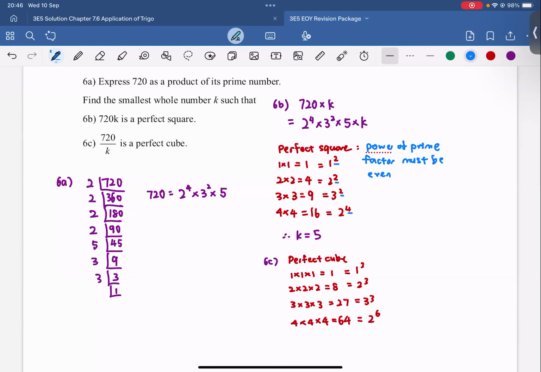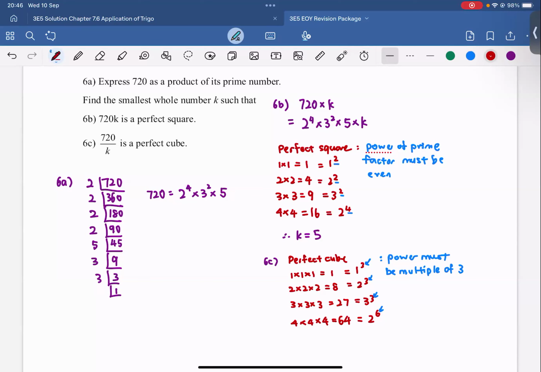Okay, what is the characteristic of a perfect cube? The power must be a multiple of 3.